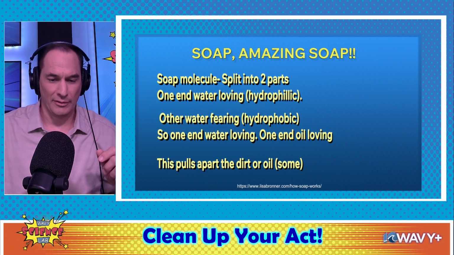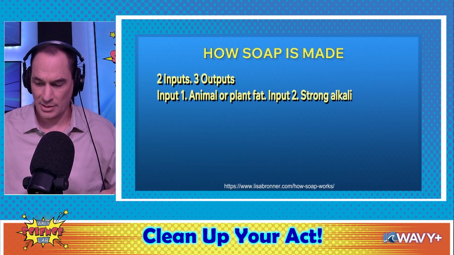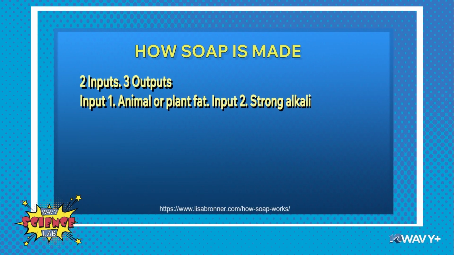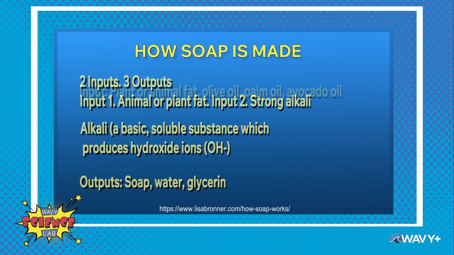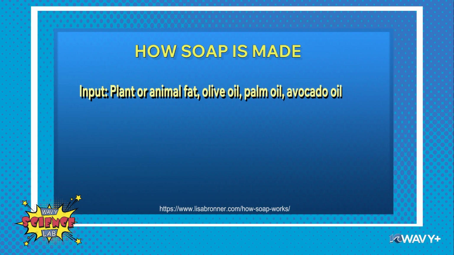And so there are two inputs and three outputs basically when you're making soap. Input number one: animal or plant fat. Ew. I'm going to say that a couple times today. Input number two is a strong alkali. And so an alkali, what is that? You may have heard it, maybe not, but it's a basic, soluble substance which produces hydroxide ions. Okay, so the outputs then are soap, water, and glycerin. And that's what we use then.